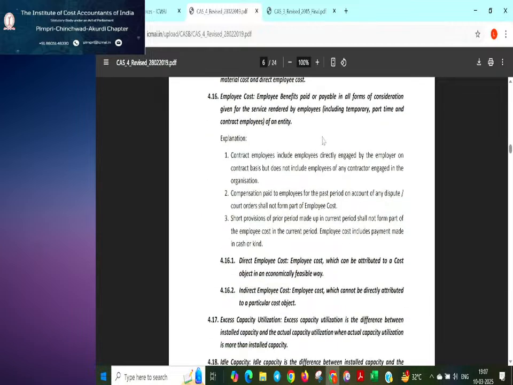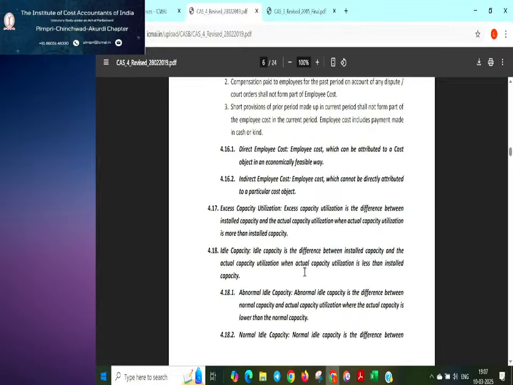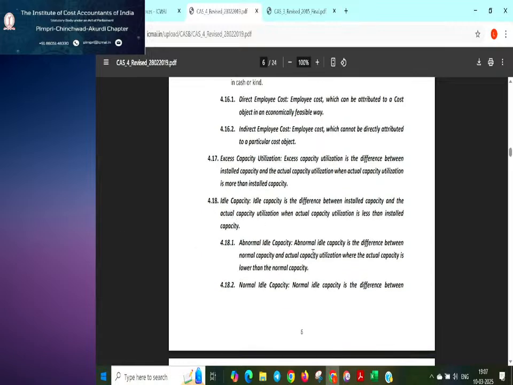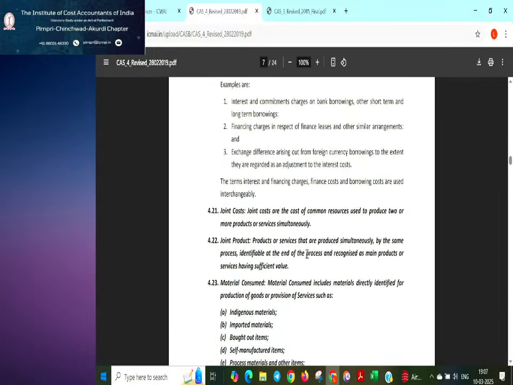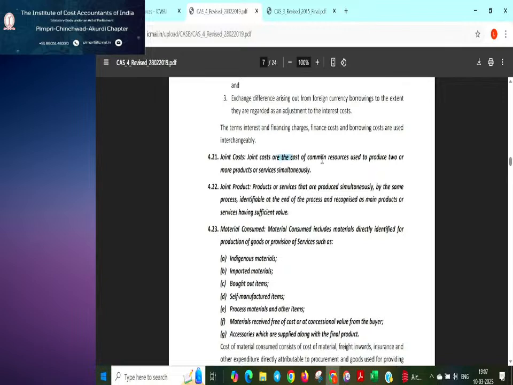Employee cost. Employee cost we will do in detail as per cost accounting standard 7, which talks about employee cost. Direct employee cost, which is directly related to a cost center. Indirect, which is not directly attributable to a cost object. Excess capacity utilization, idle capacity, this we have already gone through in our capacity determination, cost accounting standard 2. Joint cost. Joint costs are the cost of common resources which is used to produce more than one product. Joint products, that is the products which are simultaneously produced. Out of the process it comes simultaneously.